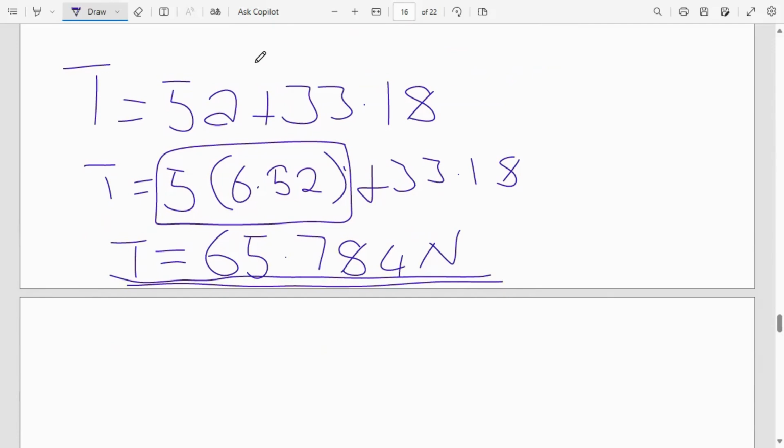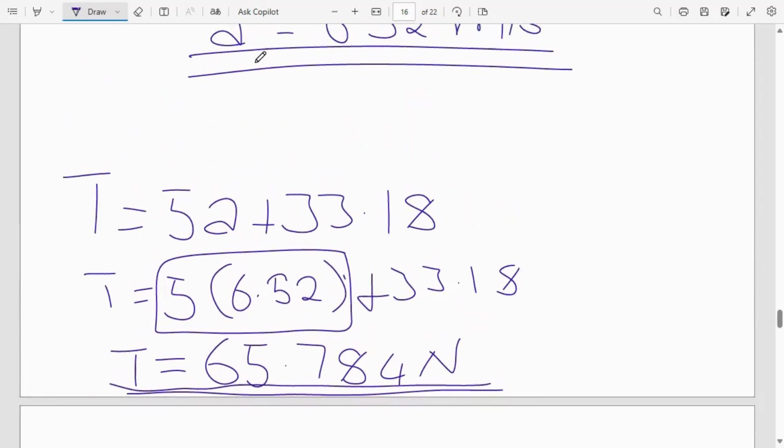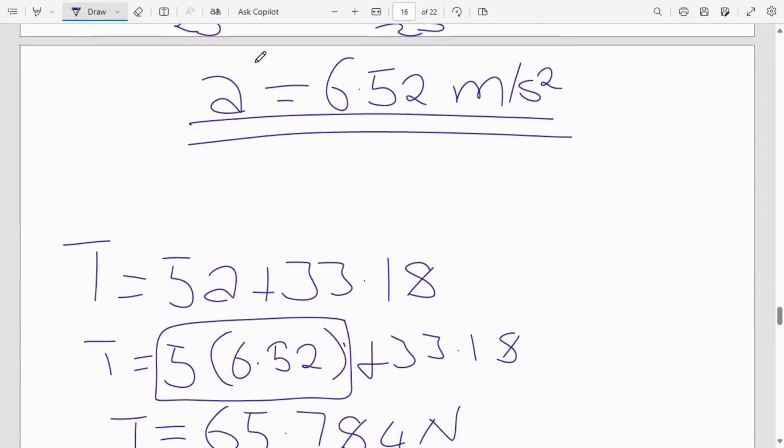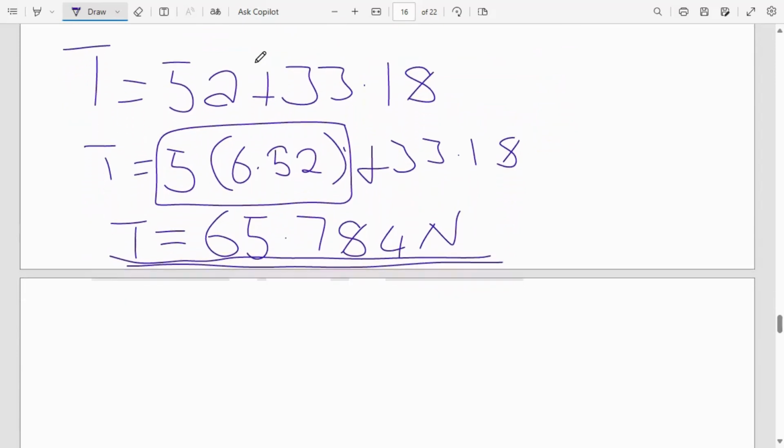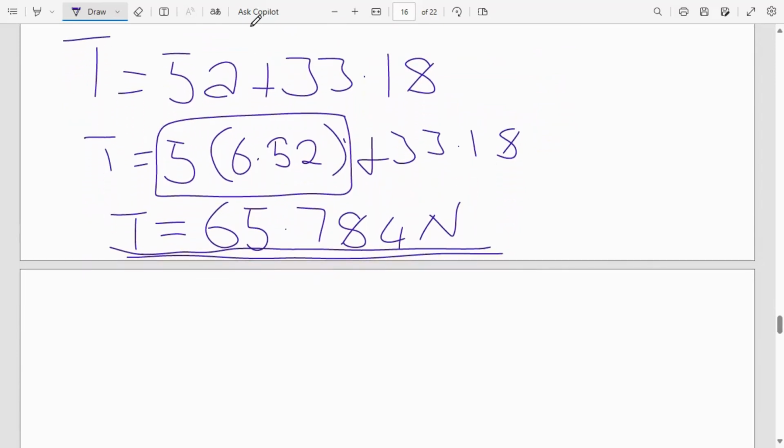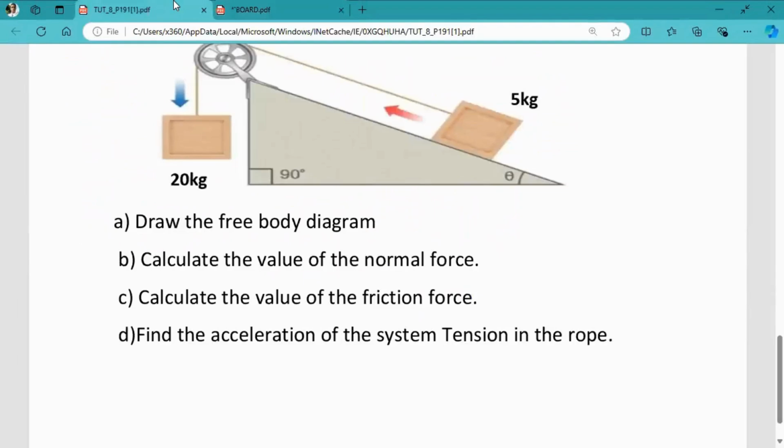All right, so that was the last question in tutorial 8. Thank you very much. We have calculated the acceleration of 6.52 meters per second squared, plus the tension in the string is 65.784 newtons. So that marks the end of tutorial 8.